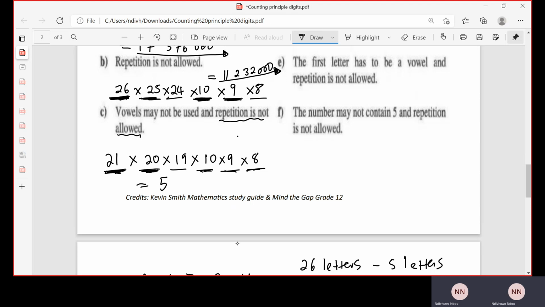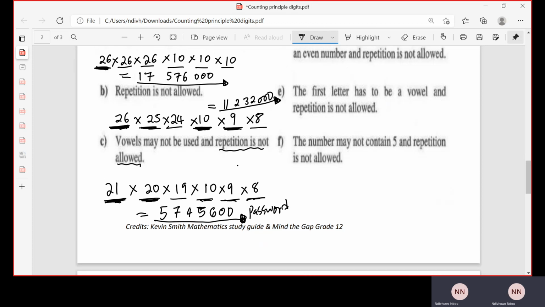It's giving me, I think it's 5 million. Yeah, I think it's 5 million. Let me just write down this thing. 5,745,450. Yeah, it's 5.7 million something passwords that can be formed. All right, I hope that made sense.